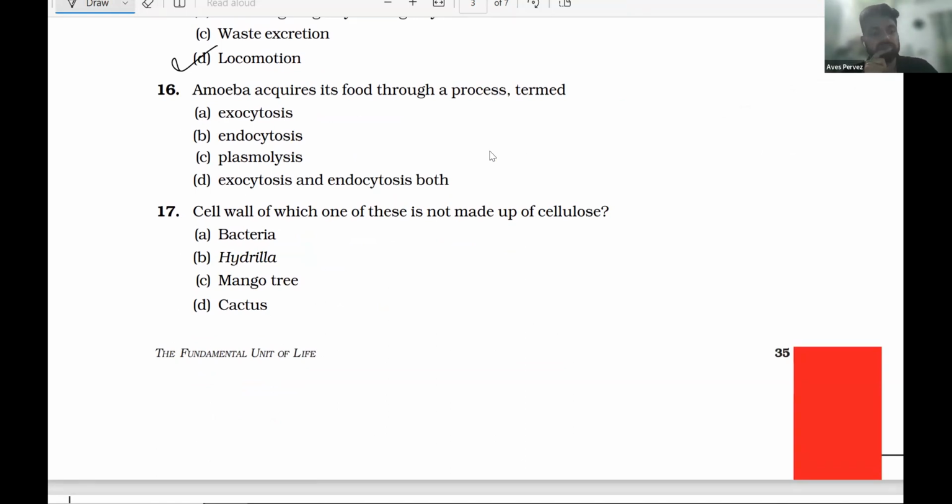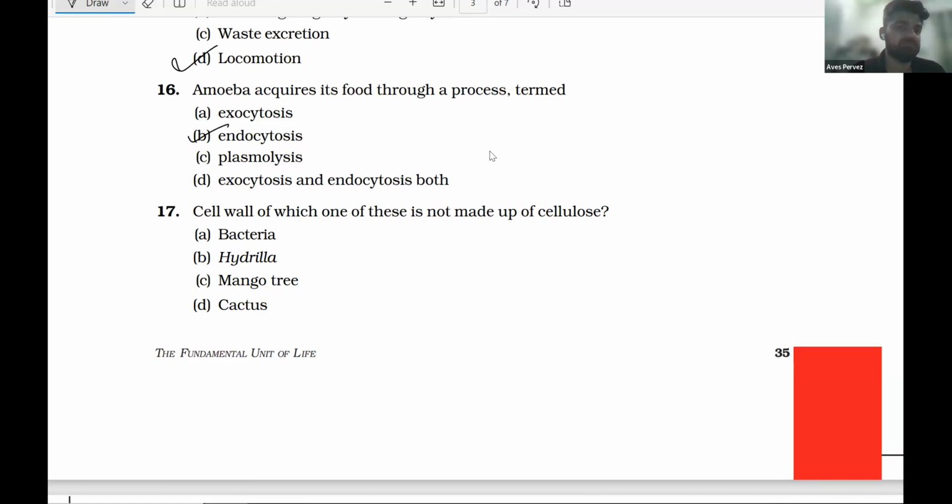Question number 16. Amoeba acquires its food with the help of endocytosis. Exocytosis means removal, exo. Okay, you understood? Yes, sir. That is endocytosis.